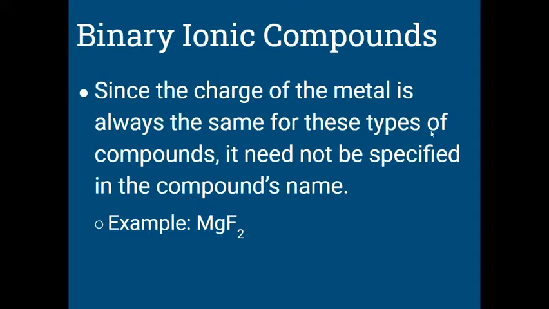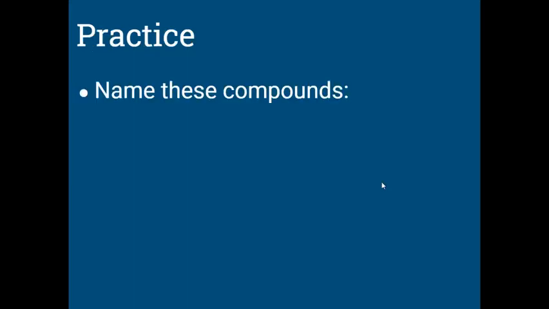So for example, MgF2, magnesium is always +2 and fluorine is always -1. So there's no need to call it magnesium fluoride 2 or magnesium 2 fluoride. Those charges are fixed every single time, right? So if we have a formula like CaO, we're going to write the full name for the cation, calcium, which is always +2, so there's no need to put any kind of +2 or number 2 in the name. And then the root for oxygen is just oxide.